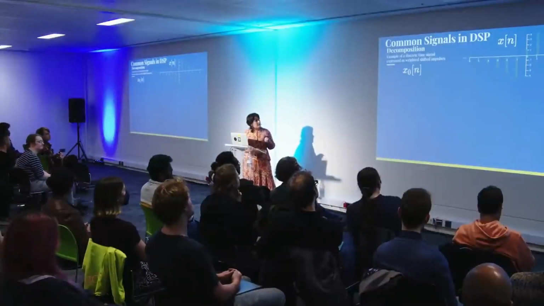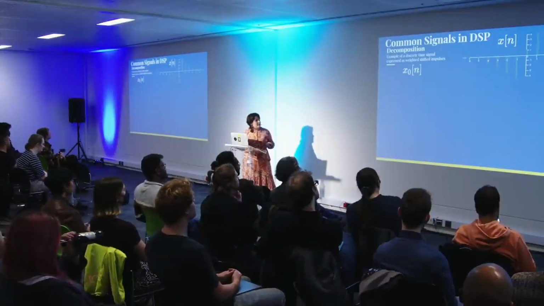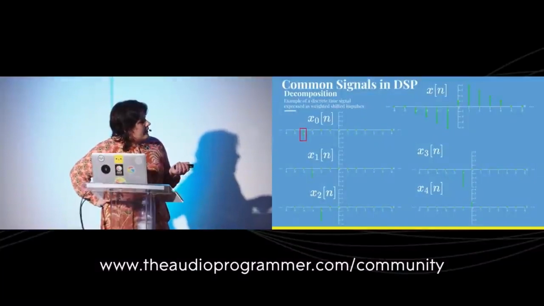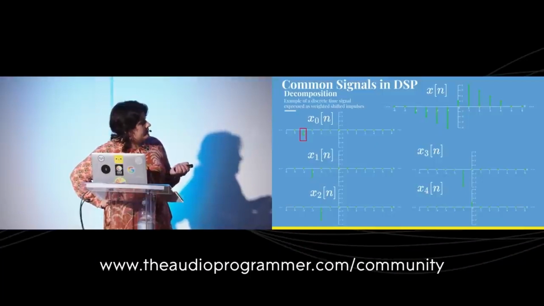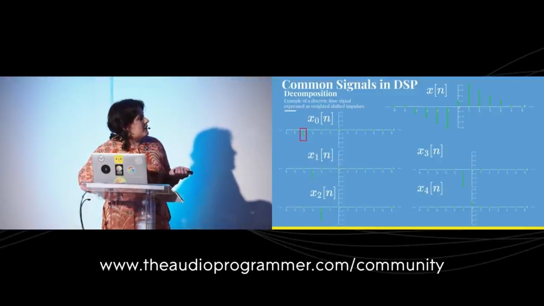So we're going to decompose this signal x of n into its individual weighted shifted impulses. The signals you'll see here are 0 for most values, but each of them has an impulse component of x of n. I've highlighted them in separate colors so it's clear which ones belong to which.